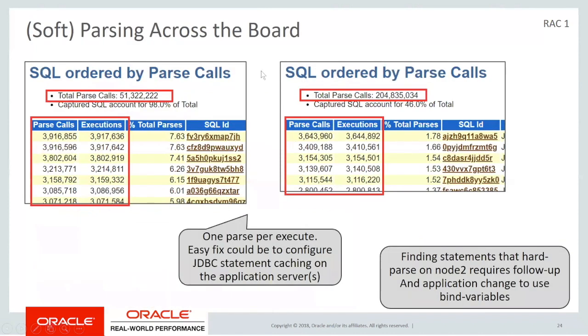Now, the last thing that the key areas pointed us to is the CPU spent on parsing. There was a lot of soft parsing going on, but also a bit of hard parsing on the second node. And the SQL ordered by parse calls confirms that we are actually doing a parse per execution, which is not the best way to make use of the Oracle database. You can re-execute a SQL statement by just rebinding new values into the bind variables and then re-executing it.